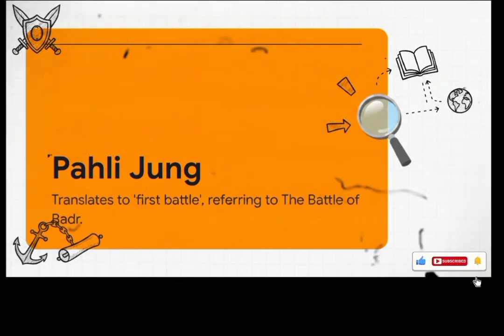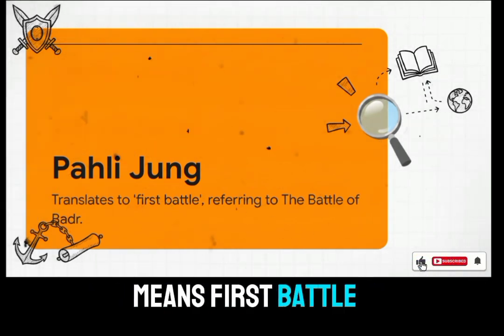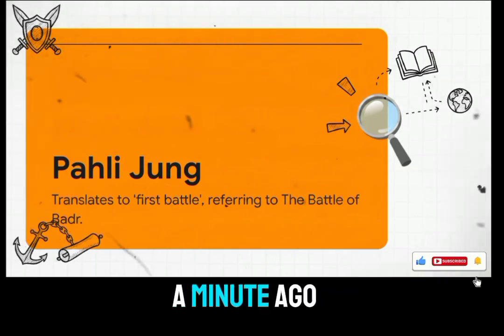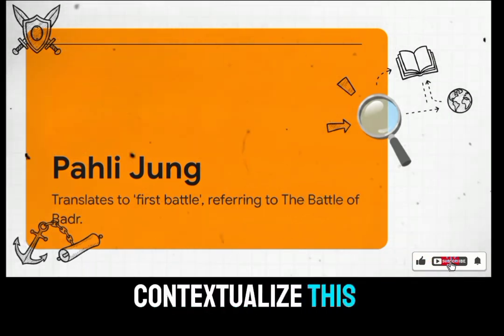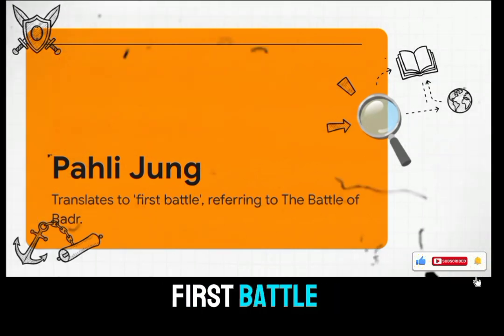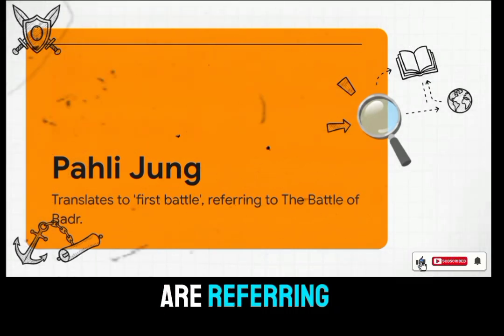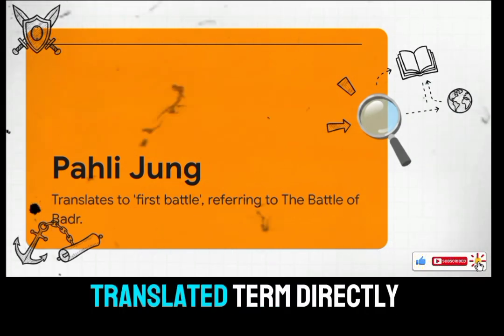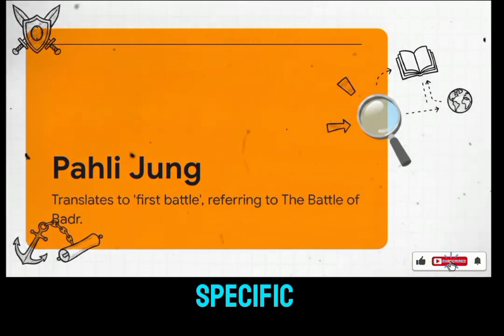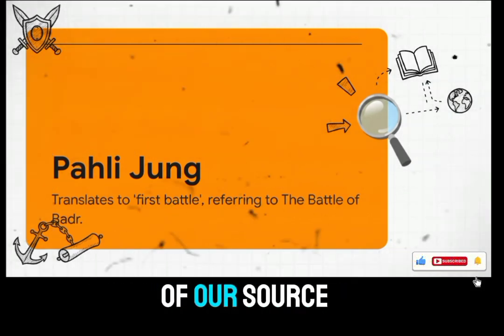And to be incredibly precise with our English language mapping, let's zero in on the phrase Badi Jung. Translated directly, that means first battle. But remember our anchor title from a minute ago? Because of that source title, we can fully contextualize this. Every single time the author says first battle, we know for a fact they are referring specifically to the Battle of Badr. We're essentially linking this generalized translated term directly back to the specific historical English title of our source.